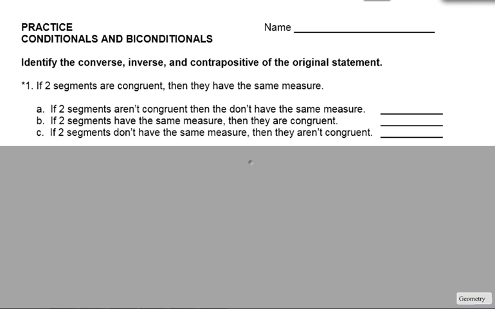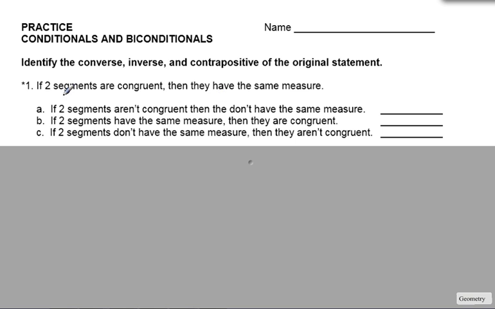Okay, so if you're working on the worksheet practice conditionals and biconditionals, we're going to go through the problems that have asterisks next to them. And the first one is number 1. It says to identify the converse, inverse, and contrapositive of the original statement.